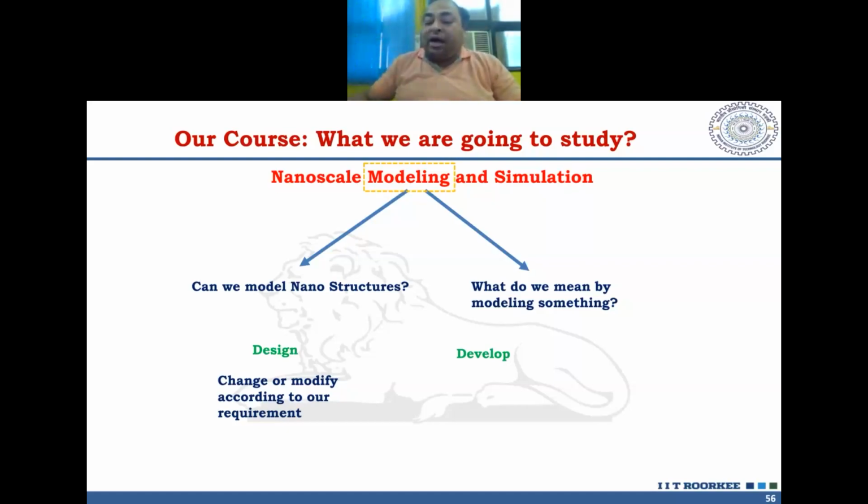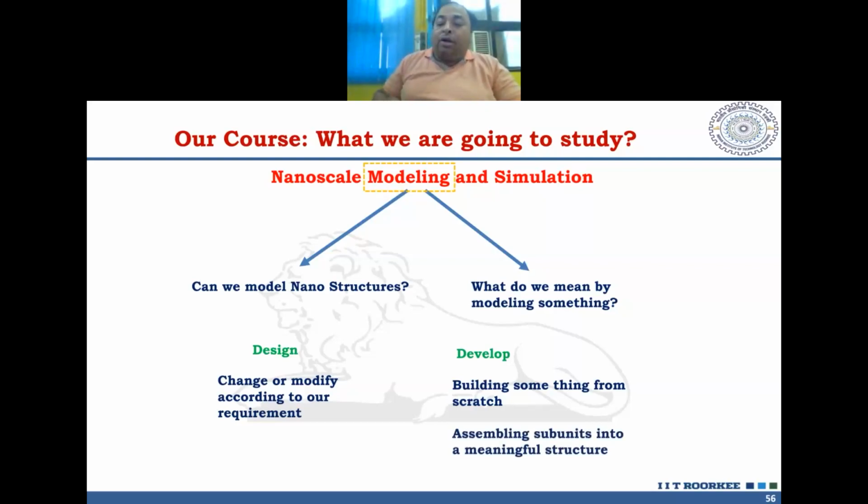Also, if something is hydrophobic, we make the surface hydrophobic. If we require a magnetic property, then we take a magnetic nanoparticle. In that way, with the requirement of the experiment, we will design accordingly. Another one is development. Development is building something from scratch. You don't have something, you have to develop it, or assembling subunits into a meaningful structure.